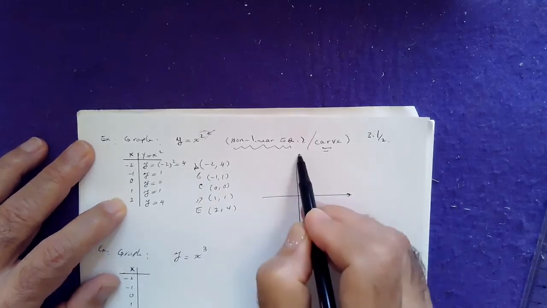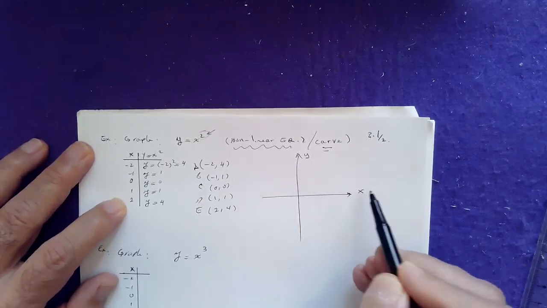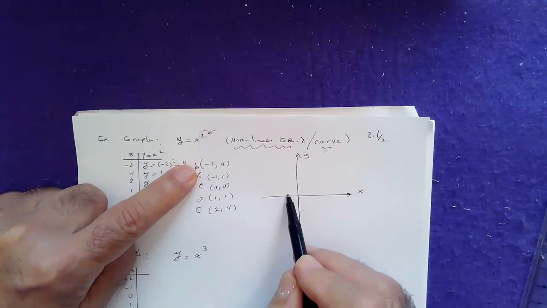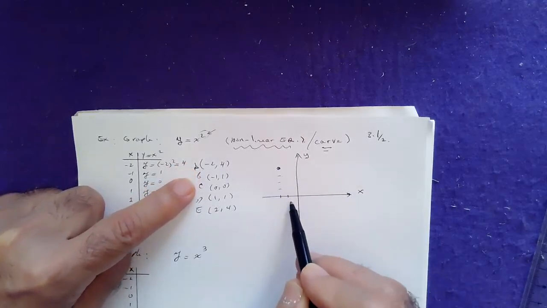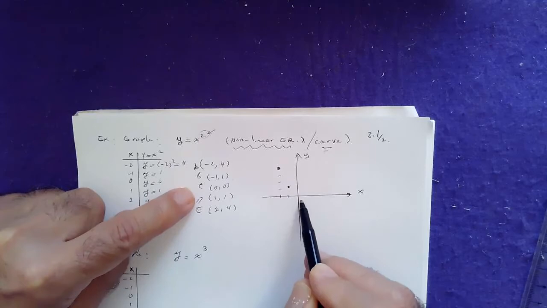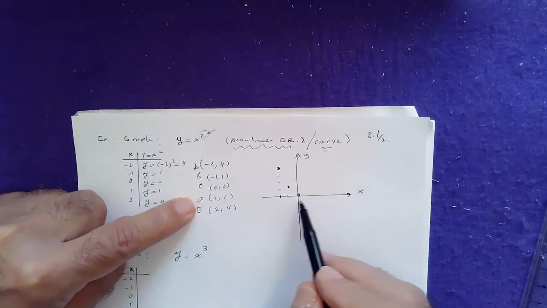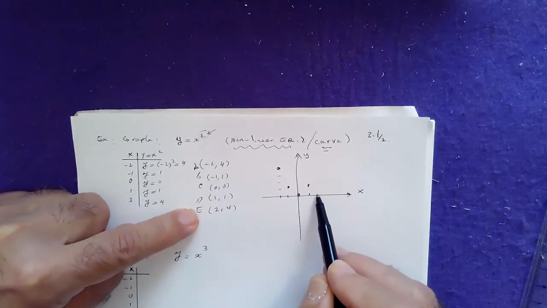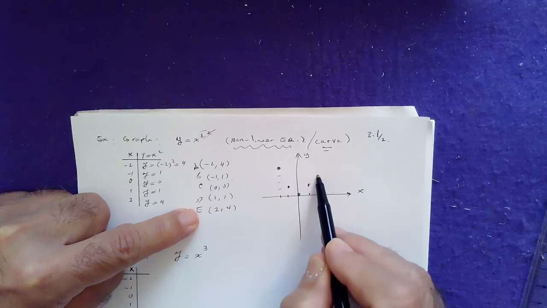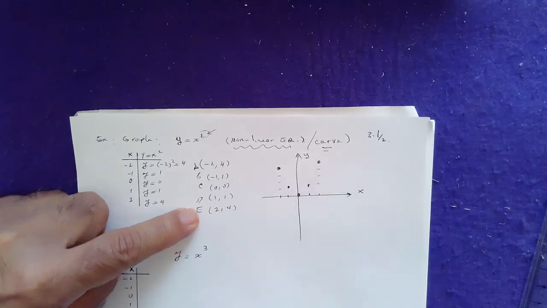So here's the x and y axis. Plot the points. 2 to the left, up 4. 1 to the left, up 1. You're at 0, 0. 1, 1, so you are right about here. And 2, 4: 1, 2, 3, 4, right here.